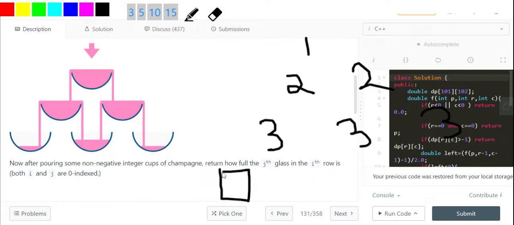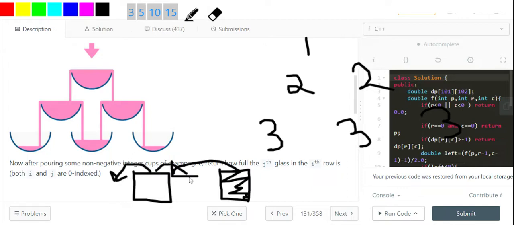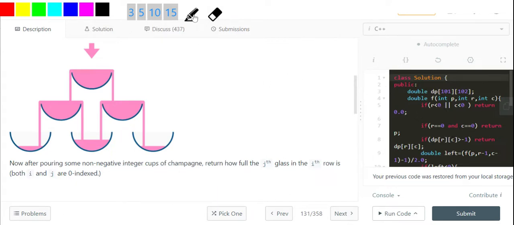After that, what do I say? I say I have one glass of champagne, wherein if I pour one glass into an empty glass, this will become full for sure, right? After that, what happens if I pour another glass into it? If I pour another glass into it, it starts to overflow from both the sides, from this side also, from this side also. And how is it overflowing? Equally. So this is how it's overflowing.